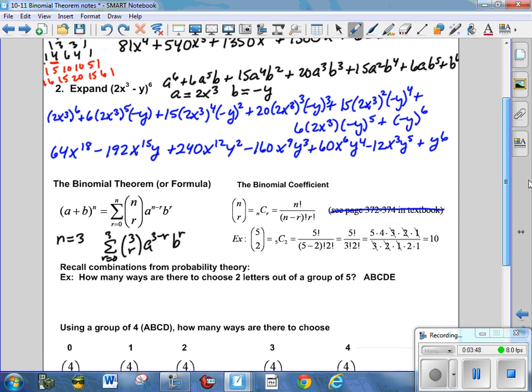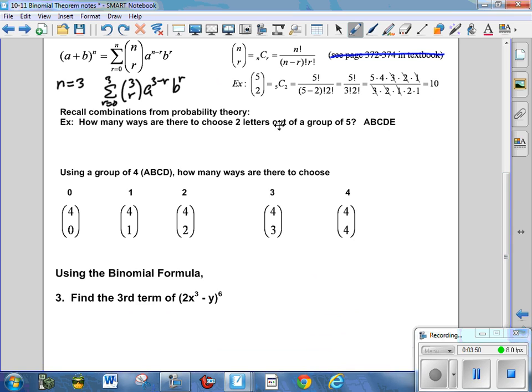Let me scroll up here again. This was the same theory we used: how many ways are there to choose 2 letters out of a group of 5? So you have 5 letters here. You could have AB, you could have BC, you could have CD, you could have DE. That's probably not a really good way to organize that. Let me start over. You could have AB, AC, AD, AE. So that's the combination of A with all of the other letters.